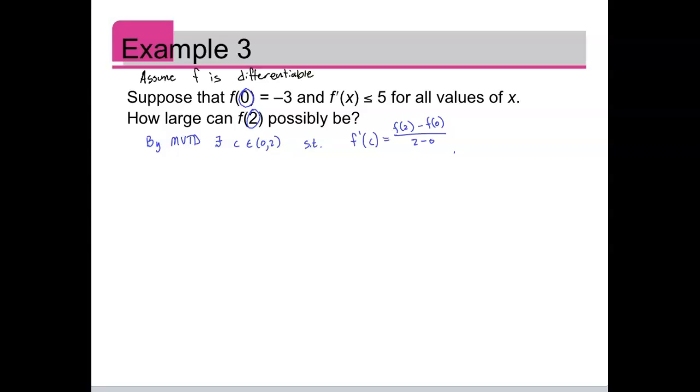Now, what we're trying to answer a question about specifically is f of 2. So what I'm going to do is isolate f of 2 in this equation. So to do that, let's just multiply both sides by the denominator. So I'll multiply both sides by the 2 minus 0. I realize that 2 minus 0 is 2.